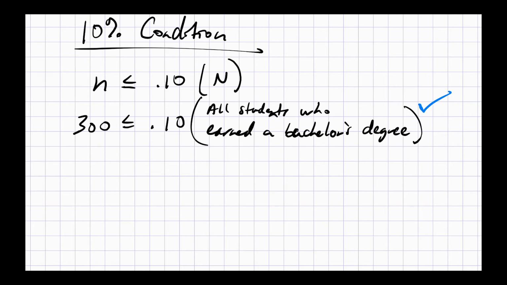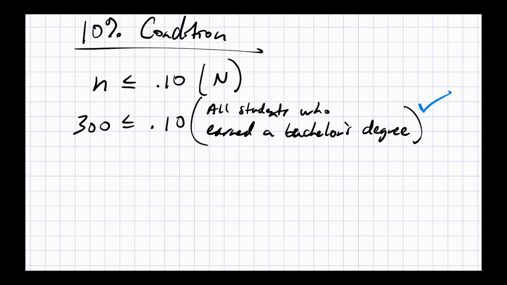But for this condition to be satisfied, what is the lowest number that all students could be? 3,000, right? 3,000 times 0.1 is 300. Are there more than 3,000 students who've gotten a bachelor's degree? Yeah, even 30,000.